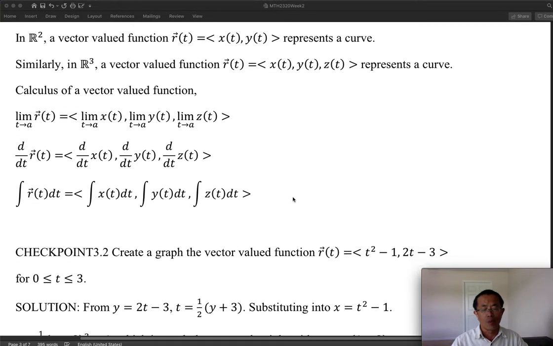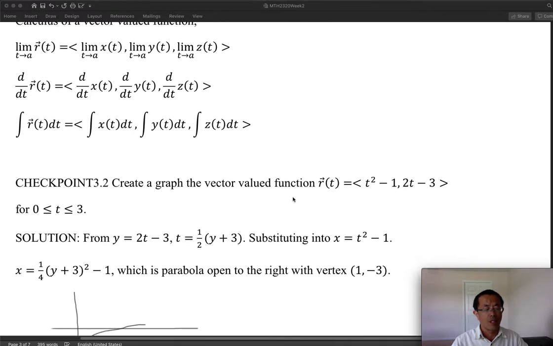For a quicker explanation, I have an example here from the textbook. It says, create a graph for the vector-valued function like such. It might be harder to see what the graph would look like. But if you understand the idea of a vector-valued function, this first component is for the x value, and the second component is for the y value. So I wrote out those two equations, y equals and x equals.